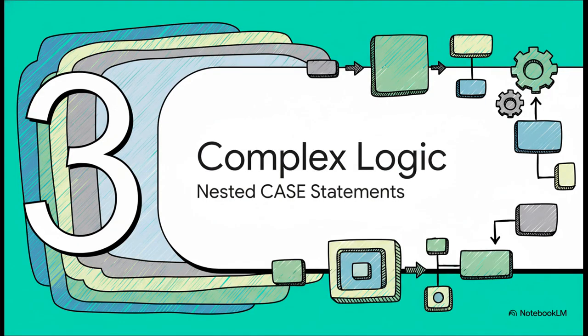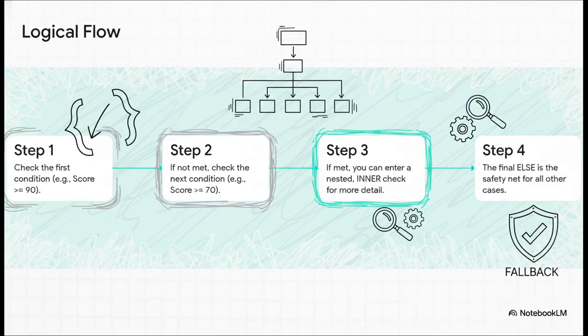What if things get a little more complex? Well, that's where we can build even more powerful logic right into our queries. We can handle this by nesting our logic. Just think of it like a decision tree. The query first checks the main condition. If that condition happens to be true, it can then go deeper and enter a second, more specific check. This lets you create incredibly detailed and nuanced rules. And of course, the else is always there at the end as your safety net for anything that doesn't match.